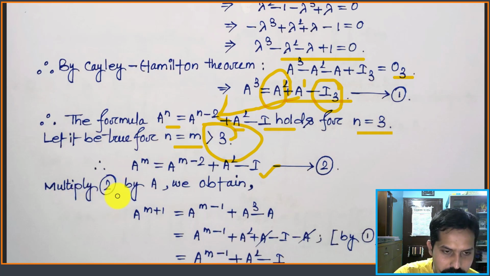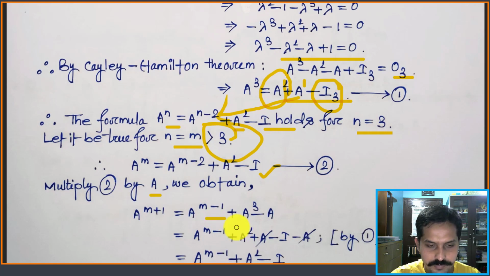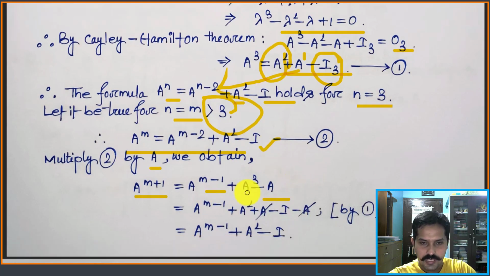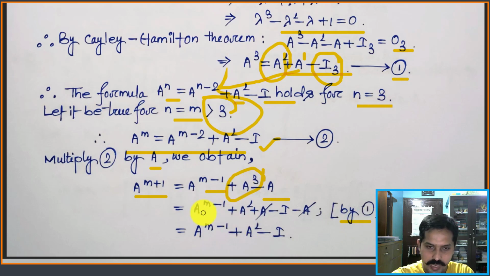So multiplying equation number 2 by capital A, we obtain A to the power m plus 1 equals A to the power m minus 2 into A, that is A to the power m minus 1, plus A cube minus A. Just multiplying equation number 2 by capital A or matrix A. Now we have to replace this A cube by this value, A square plus A minus I3, from equation number 1. Then we will have A to the power m minus 1 plus A square plus A minus I, and minus A is already here, so it is here minus A.